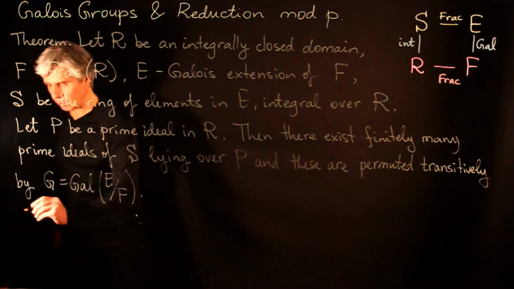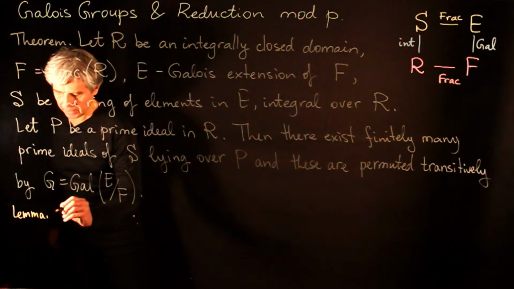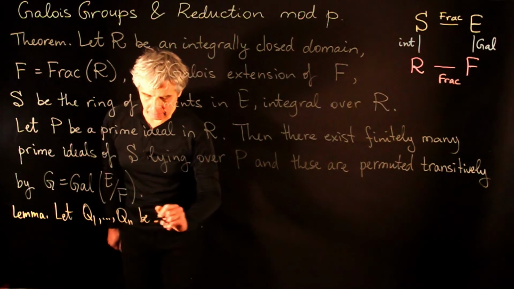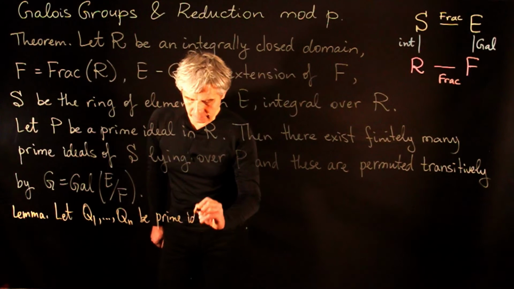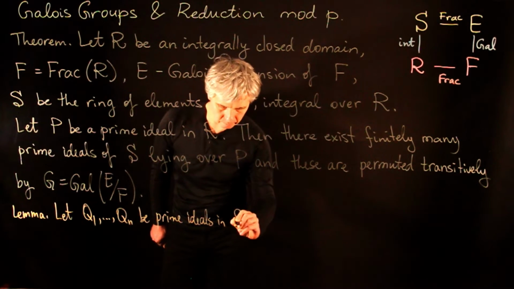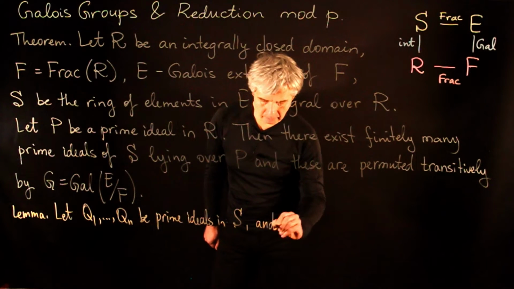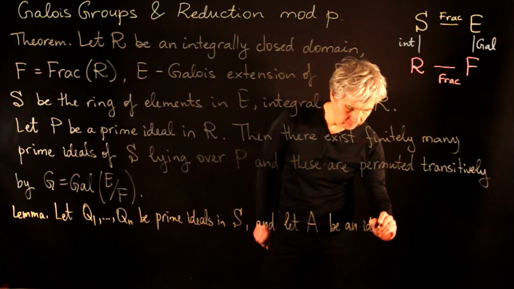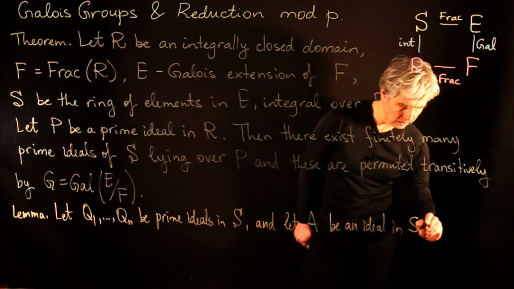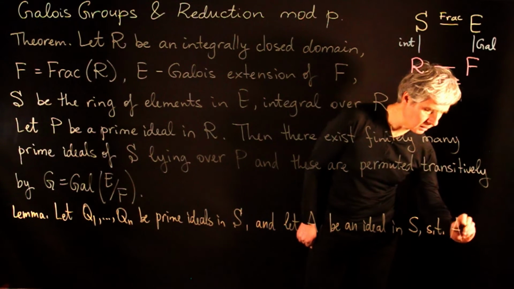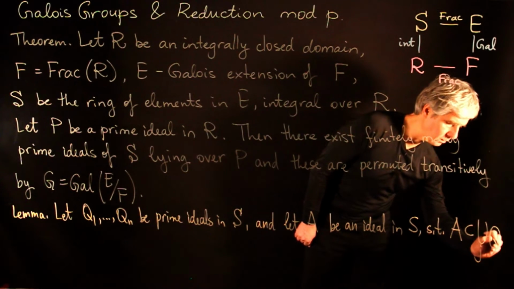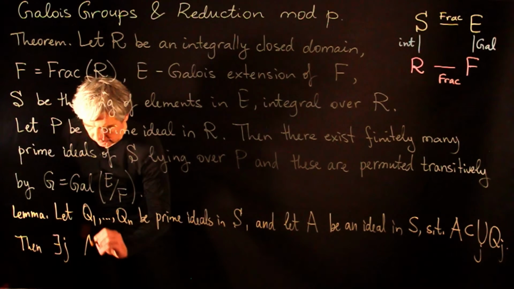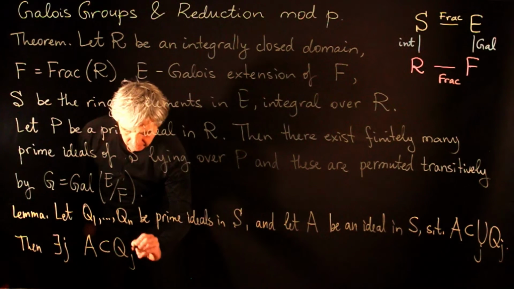For the proof of this theorem, we need the following lemma. Let Q1 through Qn be prime ideals in S, and let A be an ideal in S such that A sits inside of the union of these ideals Qj's. Then for some j, A belongs to one of these prime ideals Qj.